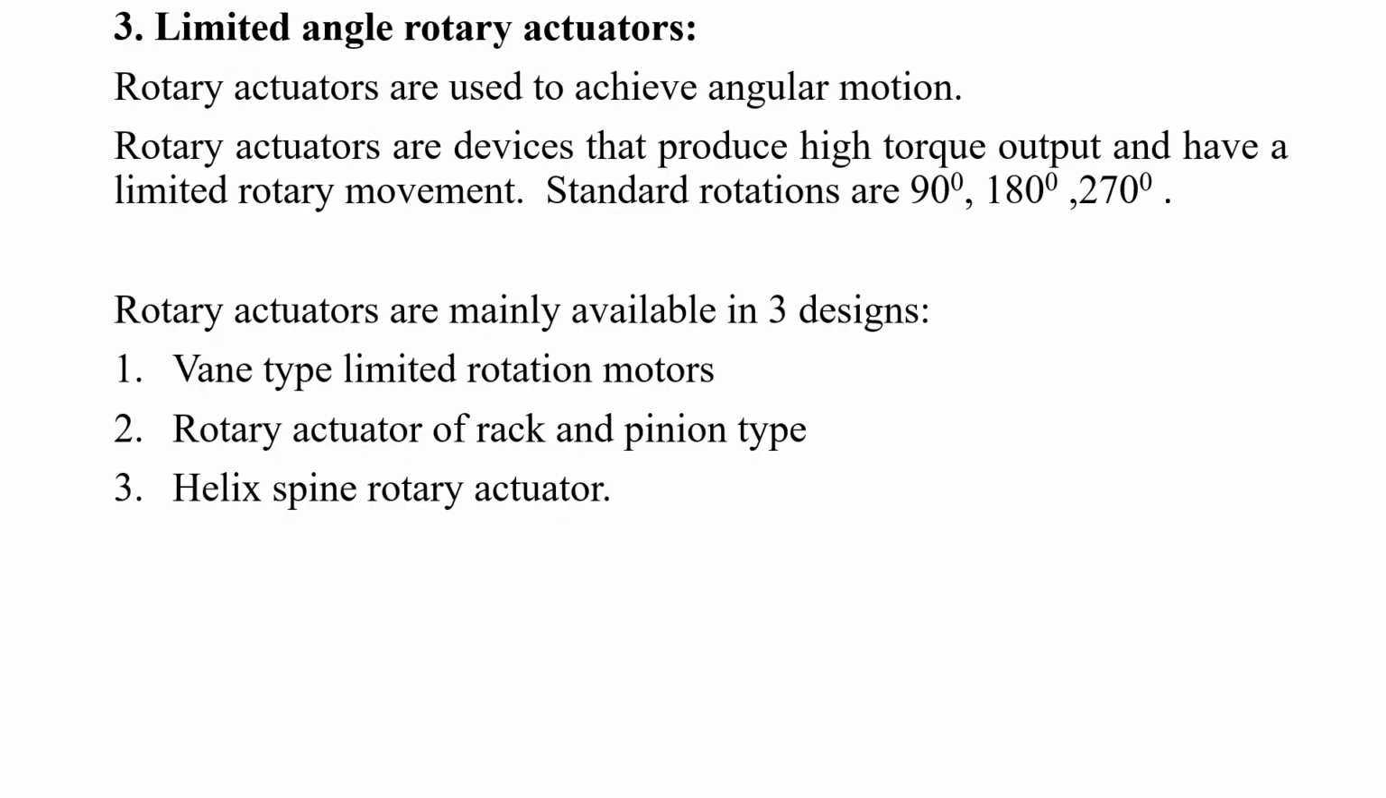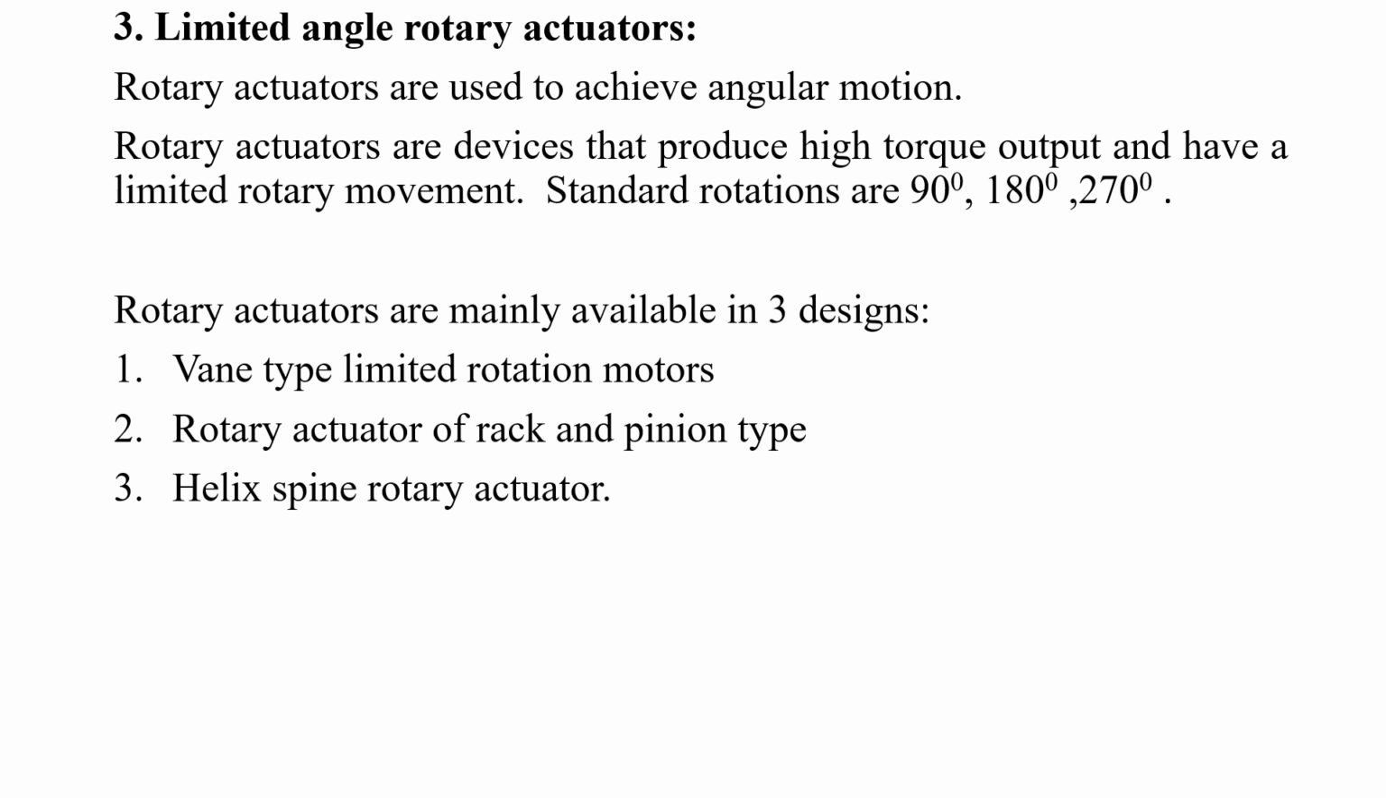Next one. Along with the rotary actuators, in the pneumatic system we have the limited angle rotary actuator also. The rotary actuators are used to achieve angular motion. They are devices that produce high torque output and have a limited rotary movement. The standard rotations are 90 degree, 180 degree and 270 degree. These are all the standard angles it can rotate.